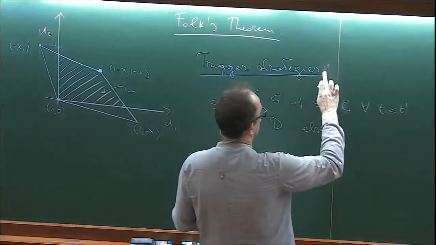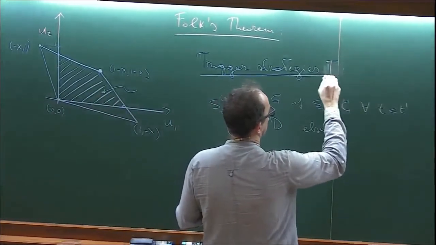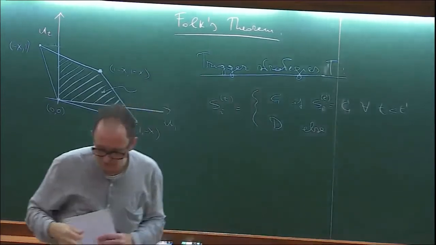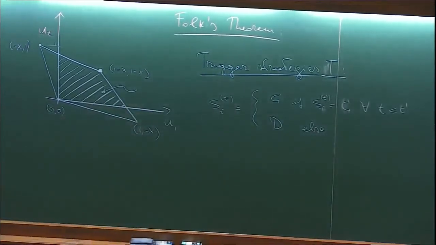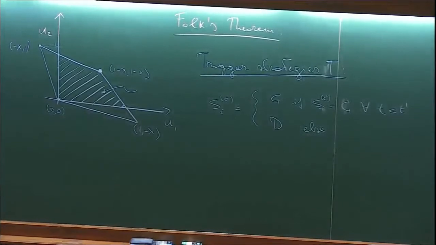Then let's call this trigger strategy T. Of course, I'm assuming that the two players can talk. And essentially, this talk is what is called cheap talk, which has no consequences in terms of payoff.